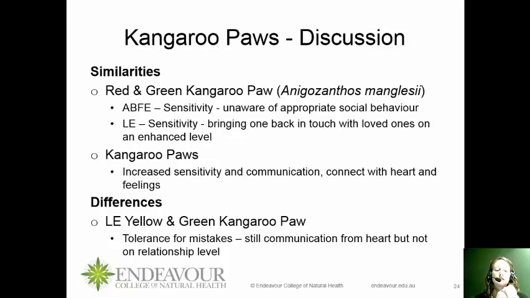The differences may be the yellow and green kangaroo paw from the living essences is more about tolerance for mistakes. It's still about communication with others, because if you remember, they have a tendency to chastise other people for making mistakes. So it's still about communication. But a lot of the other ones are applied in some ways to the relationship level, though not always. Yellow and green kangaroo paw is a lot about relationship to self.